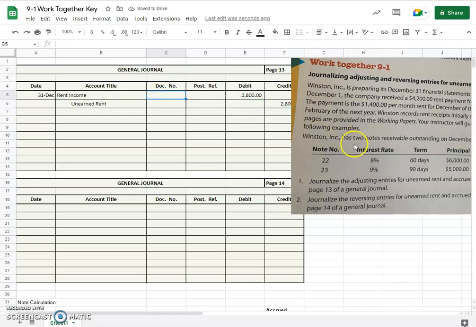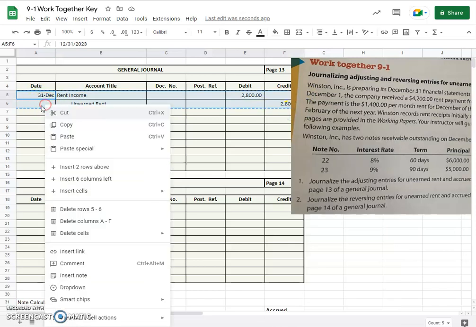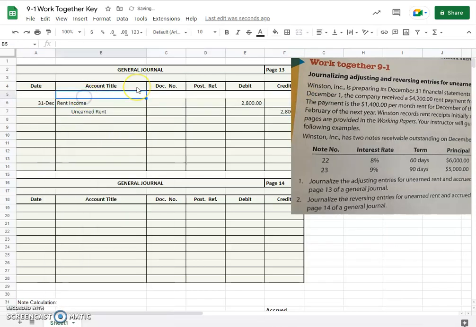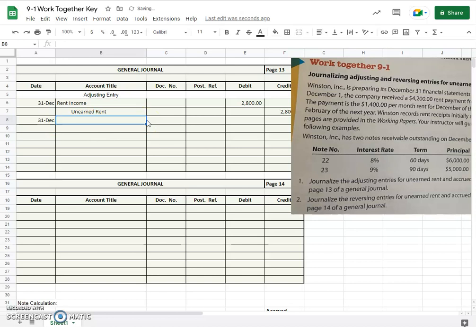This would probably not have a document number, because this is an adjusting entry. And as usual, I forgot to put that here, so we'll cut it and paste it down one. I should remember to put that title there. Okay, and then our next one is also on December 31st. We've got to do our interest receivable, right? Because there's interest associated with this note. So we'll have interest receivable as the debit and interest income as the credit. But we have to figure out how much that is.